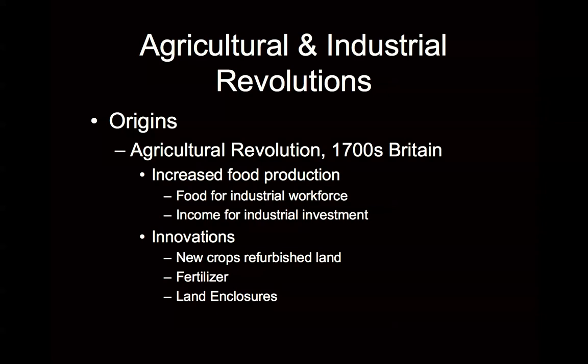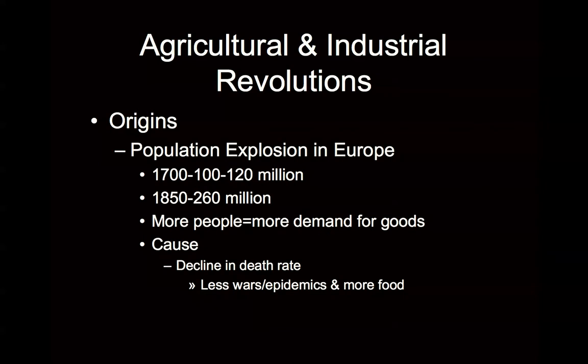It was also discovered that if you enclose the land, you can put these techniques into practice on a large scale and make a lot of money. And as such, much of the common land was turned into private property at this time, and these technological innovations took place. Another thing that was needed for the Industrial Revolution was simply more people.